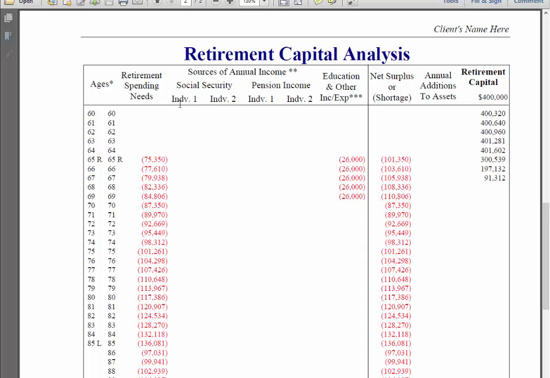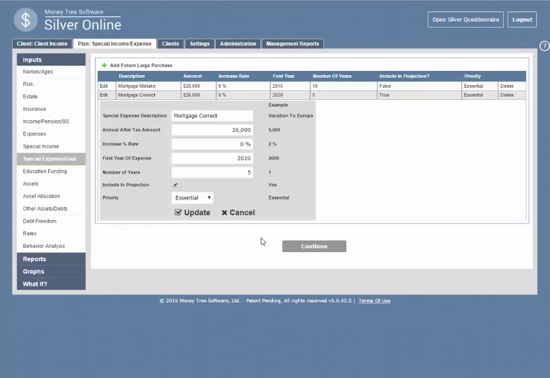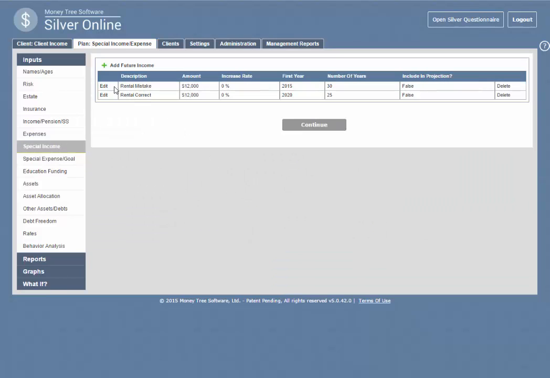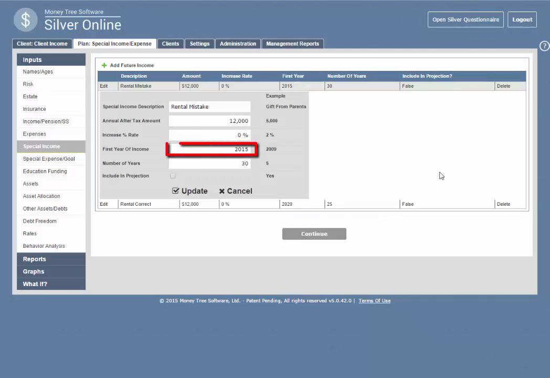This same principle applies to the special income planner. We'll turn off the special expenses and we'll turn on the rental mistake here in the special income planner. Again, this special income is running in the pre-retirement years. Let's take a look at how this is handled in the reports.